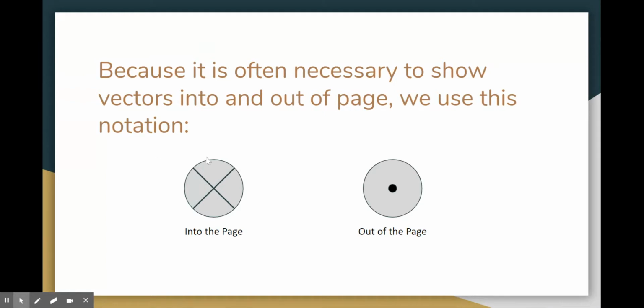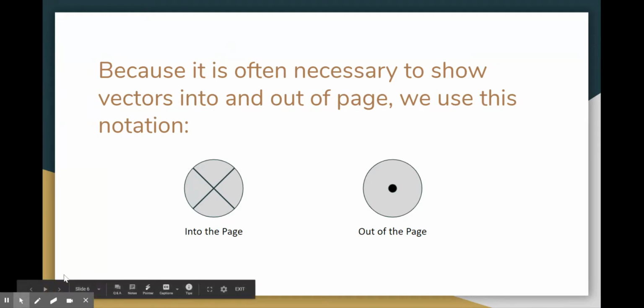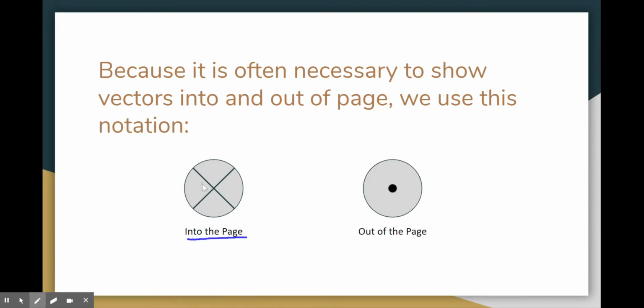These are the conventions that we'll use when it comes to vectors that are possibly into or out of a page. In the case of a vector that's into the page, we use a circle with an x on it. If it's out of the page, it's a circle with a dot on it. And to me, this makes sense. If you think about how we represent vectors, it's always with vector arrows. So this would be an arrow to the right.